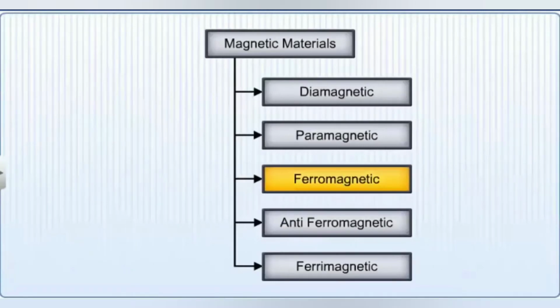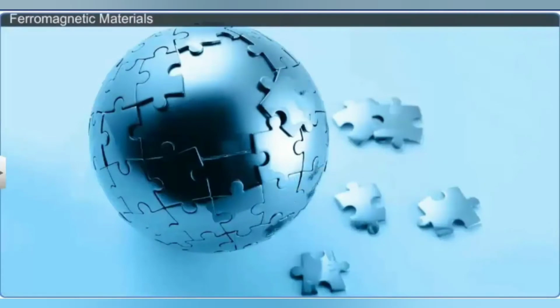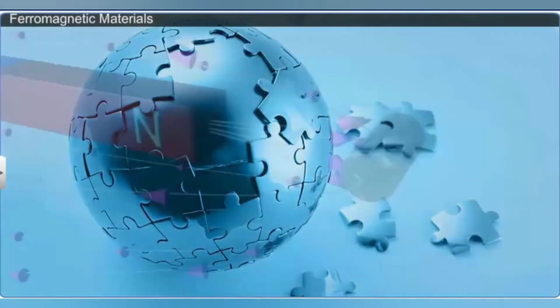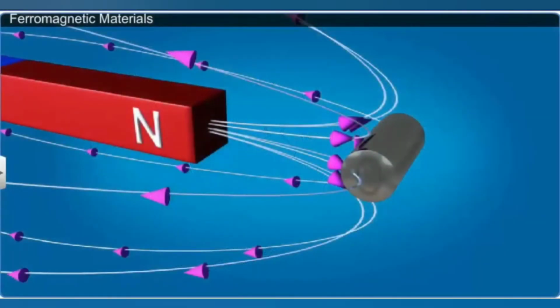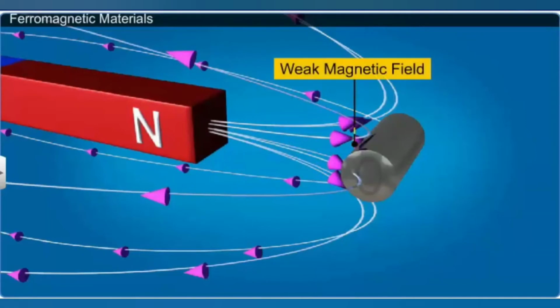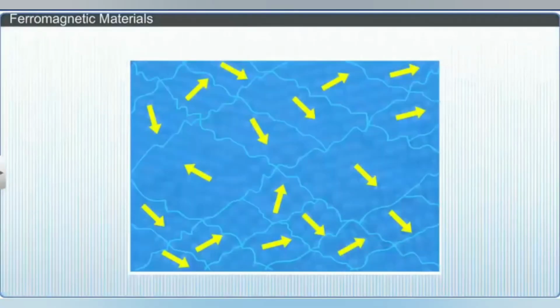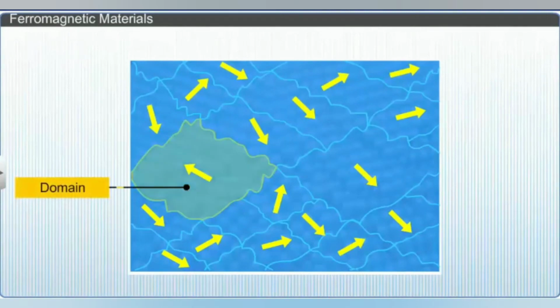Next is ferromagnetic substances. Ferromagnetic substances are such substances which are strongly attracted by magnetic lines of force. So when a bar of ferromagnetic material is placed in a non-uniform external magnetic field, it has a strong tendency to move from a region of weak magnetic field to a region of stronger magnetic field. In solid state, the metal ions of such substances are grouped together into small regions called domains. Thus, each domain acts as a tiny magnet.